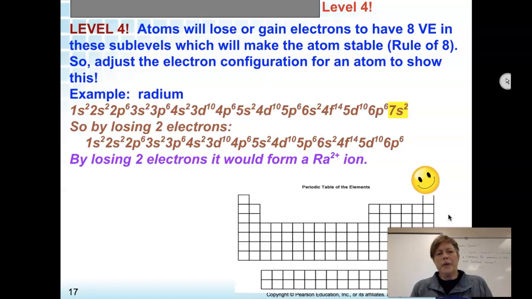Also, by losing 2 electrons, radium is going to become a +2 ion. Let's think about that. Typically, an atom has the same number of electrons as protons. If you lose 2 negatives, what happens? You become 2 positive. Makes sense.